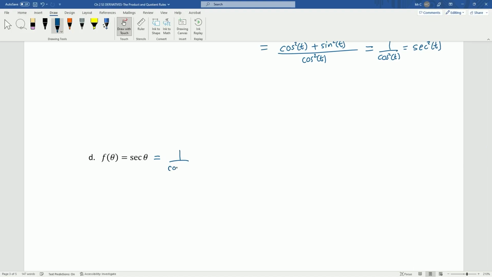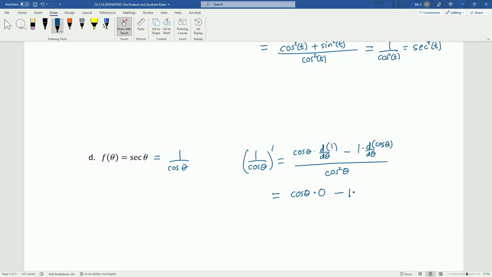Well, secant is 1 over cosine of theta. So if I want to take the derivative of 1 over cosine of theta, I can apply my quotient rule again. And we go through the same process, low d high, minus high d low, over low squared. The derivative of 1 is 0. The derivative of cosine is negative sine. So I get 0 here, and then these two negatives cancel, so I get left with sine of theta over cosine squared of theta.